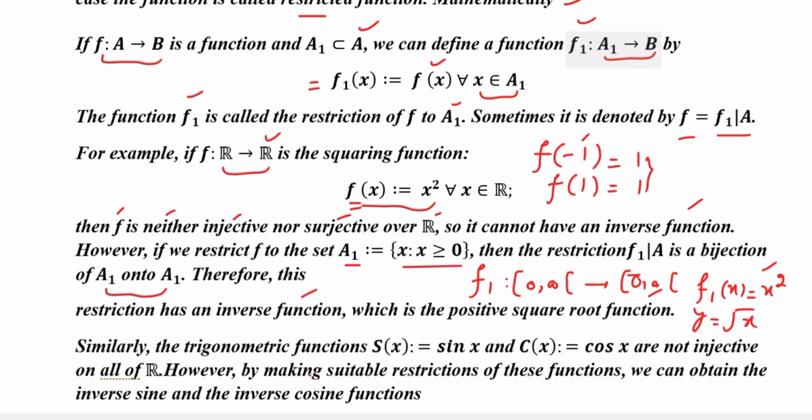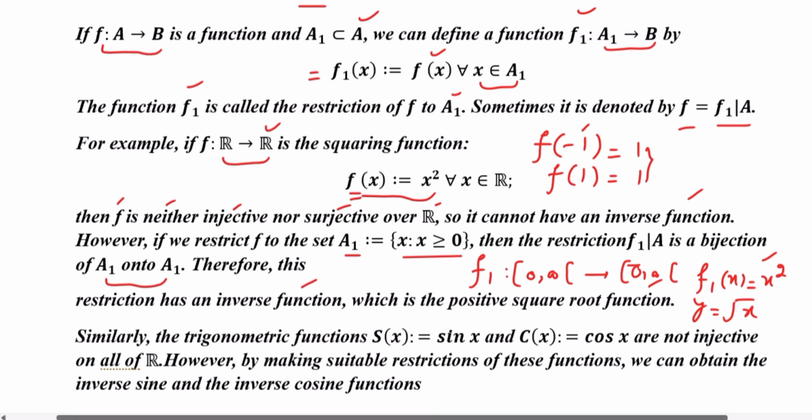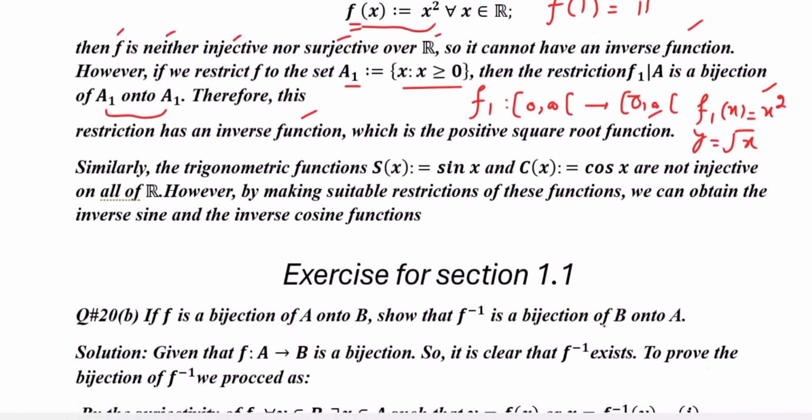Similarly, in your earlier classes, you read about trigonometric functions sine x, cosine x. These functions are also not bijective functions over their domain R, the real numbers. However, by making suitable restrictions of these functions, we can obtain the inverse sine and inverse cosine functions.